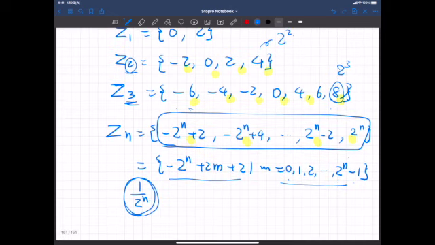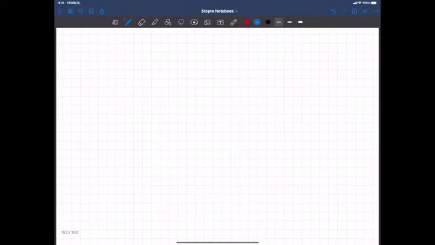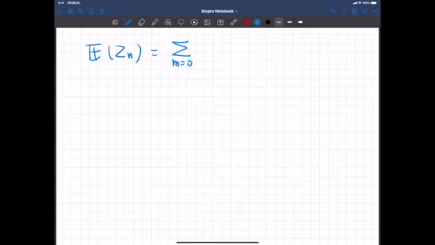Now we can calculate the unconditional expectation value of Zn. That would be the sum over m from 0 to 2 to the power of n minus 1, with the probability of each number being this, times the value of each possible value of this random variable. If you calculate this, it will be equal to 1. That's what we have seen in a previous example.